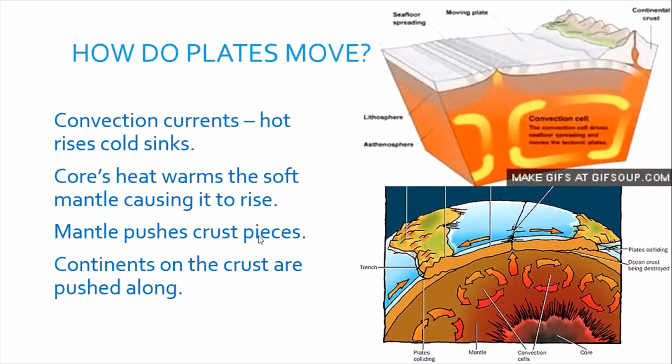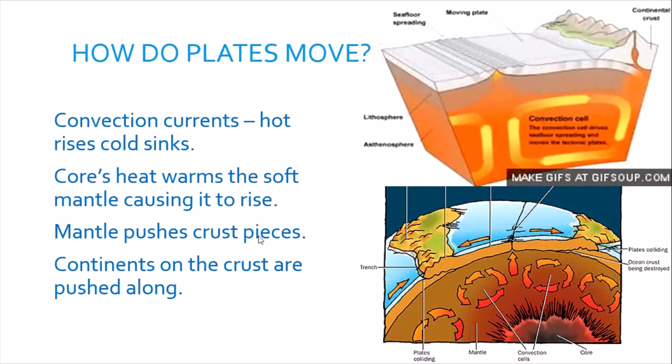So think back to class when we had the lava lamp set out talking about convection currents. If you remember with convection currents, hot rises and cold sinks. So think about the hot wax at the bottom near the lamp, how it floated to the top, and the cooler wax at the top would sink back down. Same thing goes on here. The core heats the warm, soft mantle, causing it to rise.